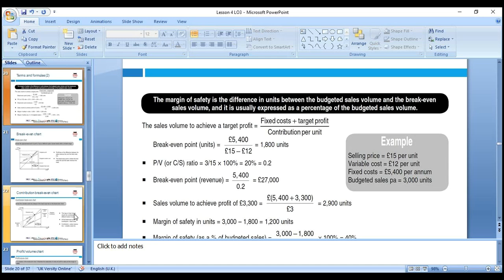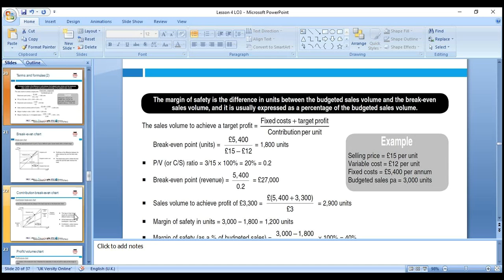Then the break even point revenue, with budgeted sales in units. If we sell 24,000 worth of units, we will break even at this sales volume. But with fixed cost plus target profit divided by contribution per unit, which is 3, we now need to sell 2900 units to break even instead of 1800 units.